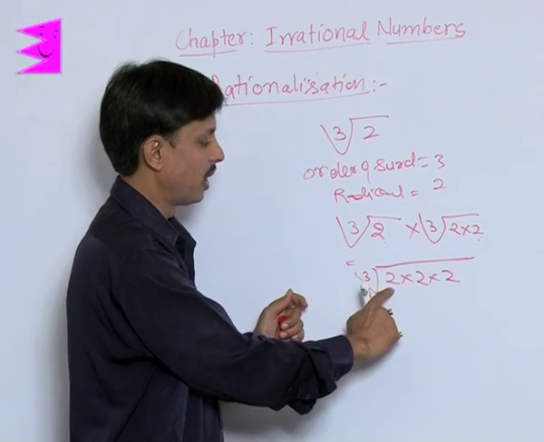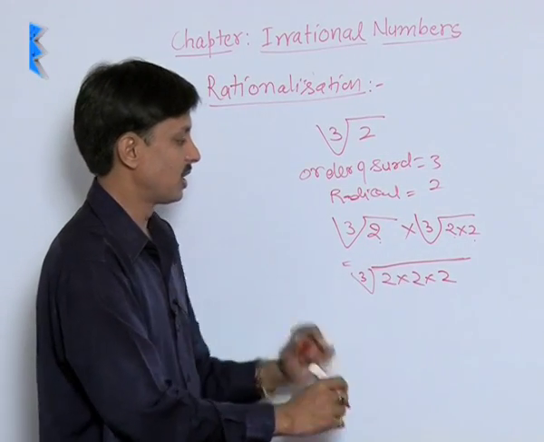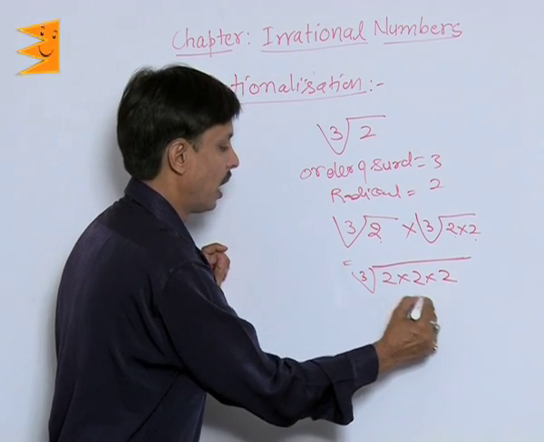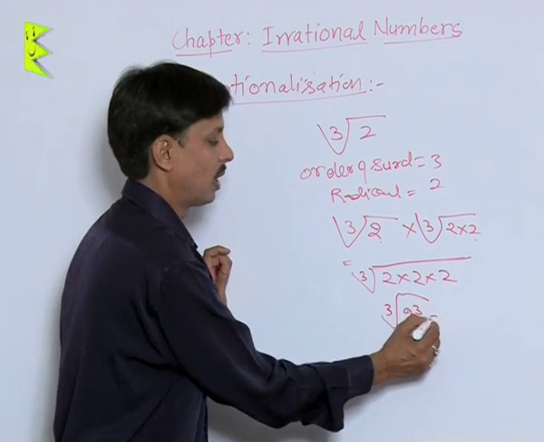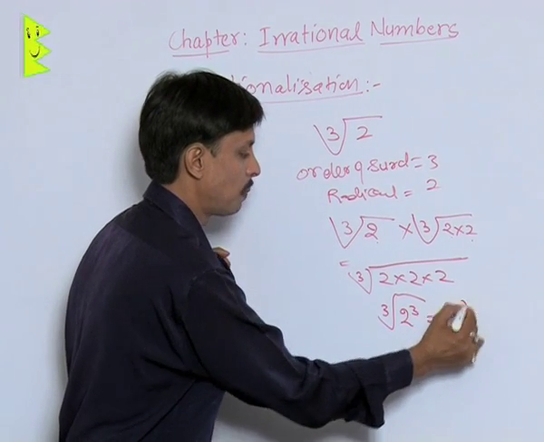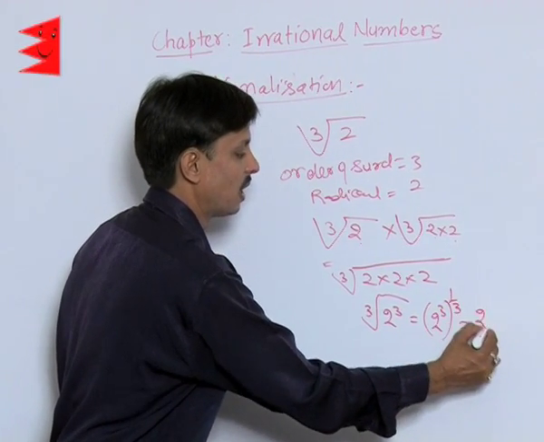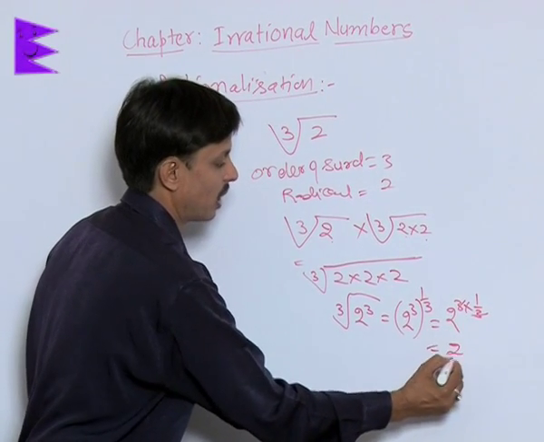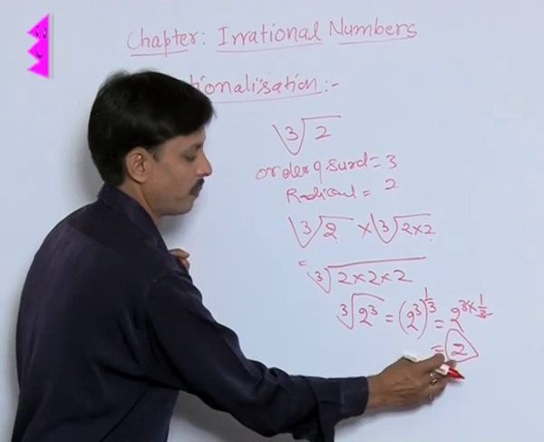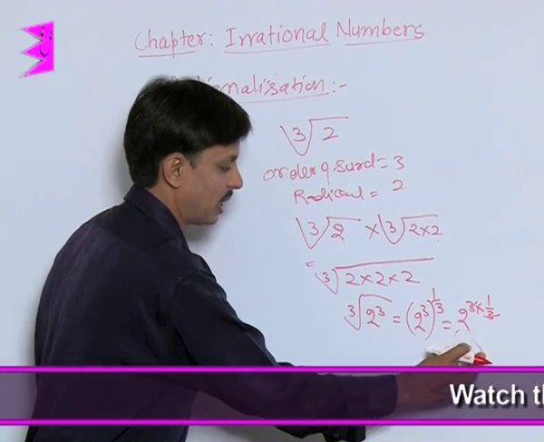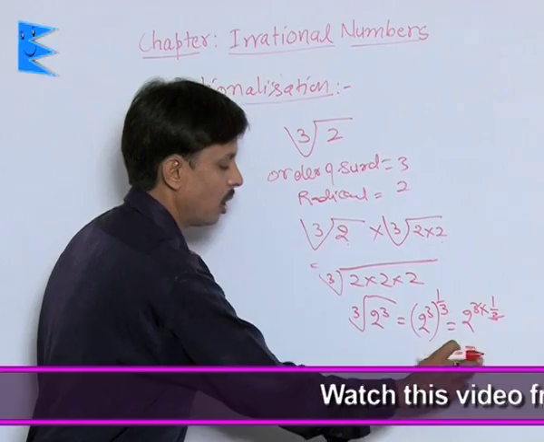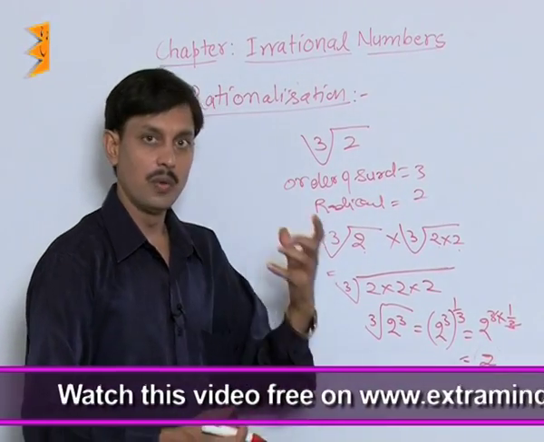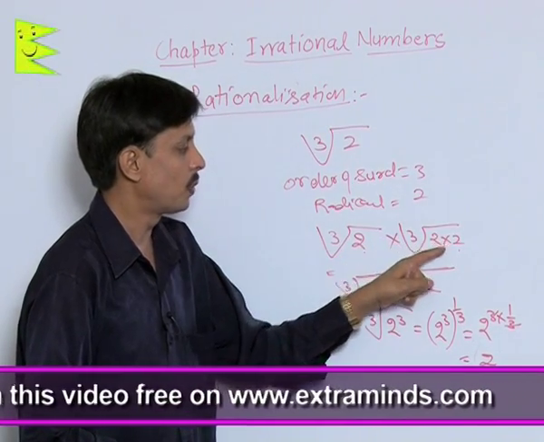On multiplying 2 into 2 into 2, I can say this is 2 three times, 2 cubed, and the cube root of 2 cubed can be written as 2 cubed to the power 1 upon 3, which is 2 cubed into 1 upon 3. The 3 and 3 cancel. What answer comes? 2. So the answer of this part is a rational number, and the simplest number required is the cube root of 2 into 2.